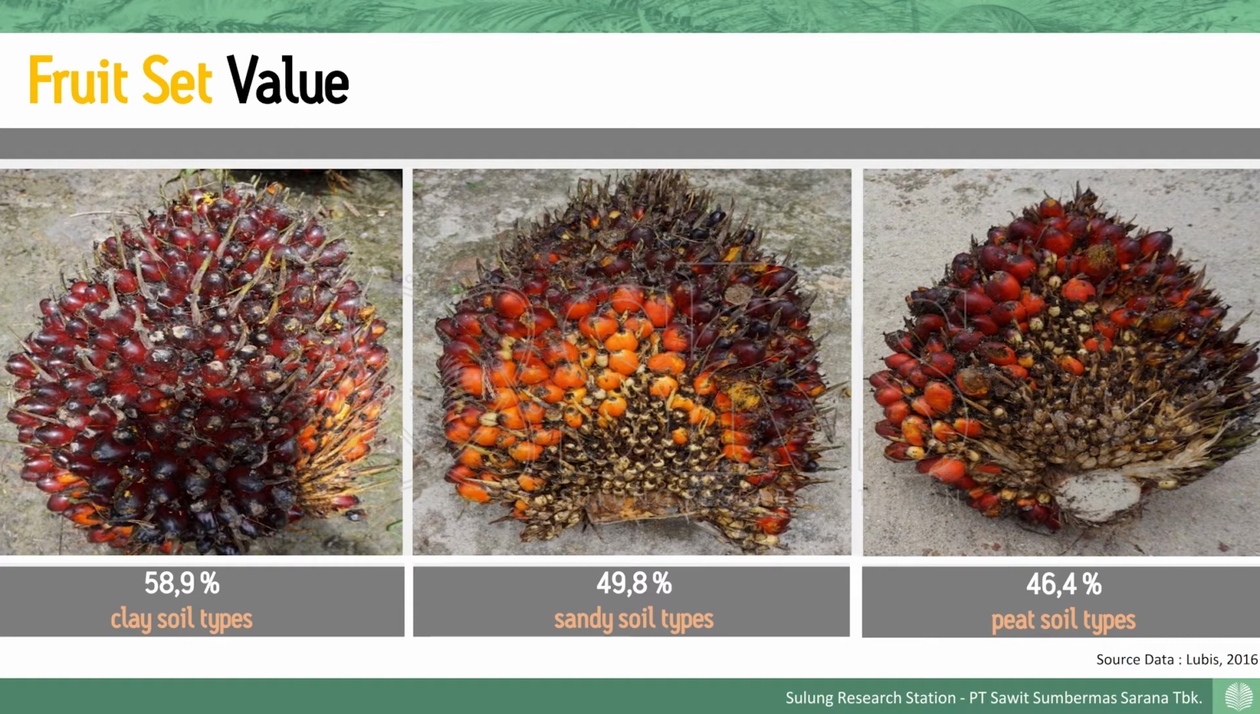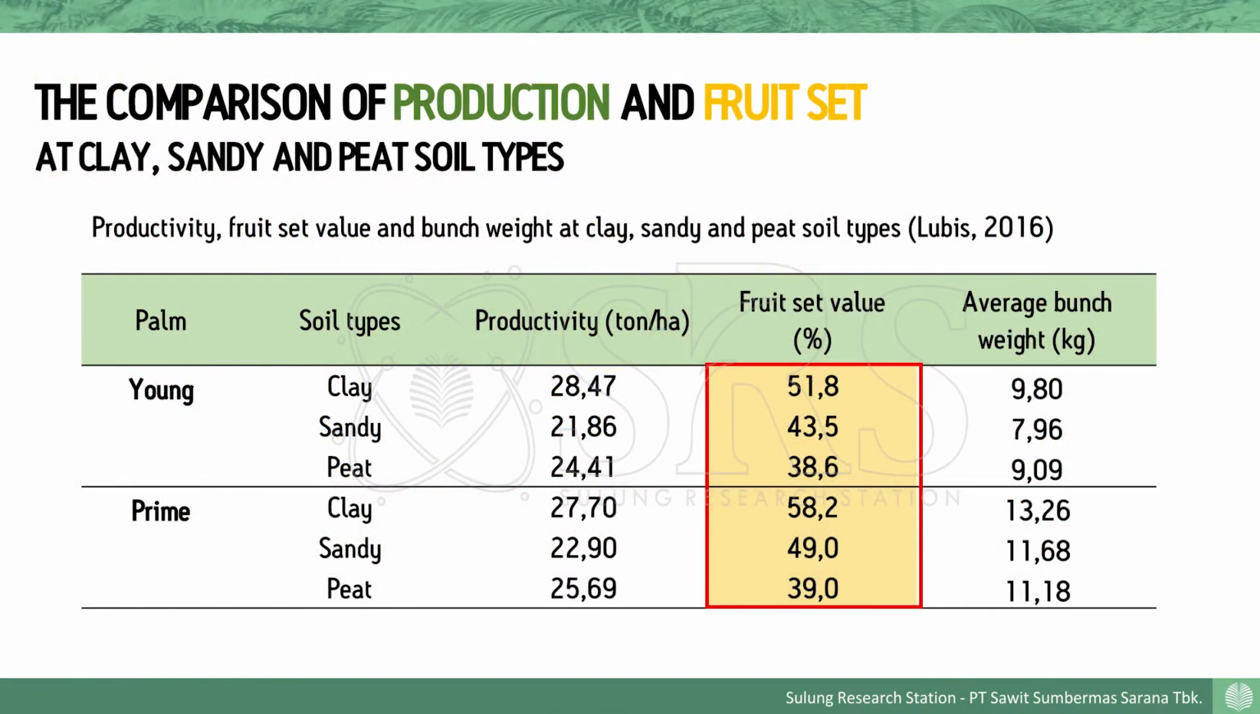also an illustration of one palm with a small fruit set value, which is no more than 16%. Now you can see in this table the comparison of production and fruit set at clay, sandy, and peat soil. In young and prime palm, the production in sandy and peat is also lower than the clay soil. That's why we did the research to investigate what happened on the different soil types.